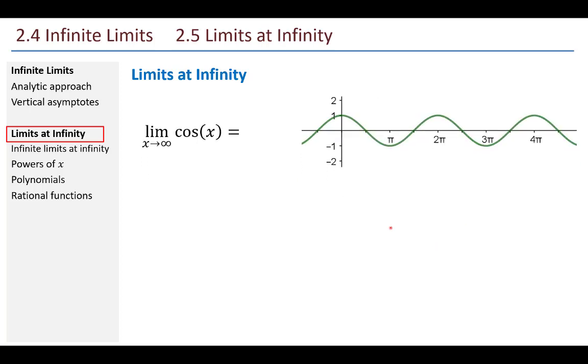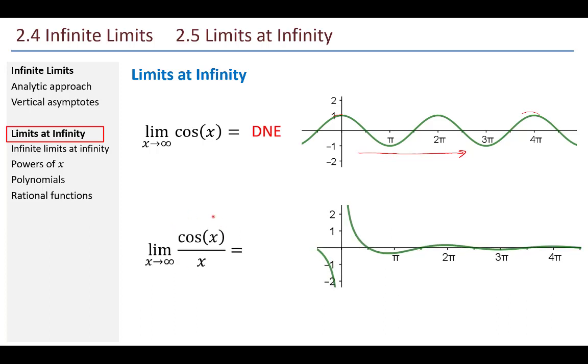How about this one? What about the limit as x goes to infinity of cosine of x? Well, as x goes to infinity, what's happening to the y values? They go 1, negative 1, 1, negative 1, 1, negative 1. They oscillate forever, never really zeroing in on any particular y value, so that limit does not exist.